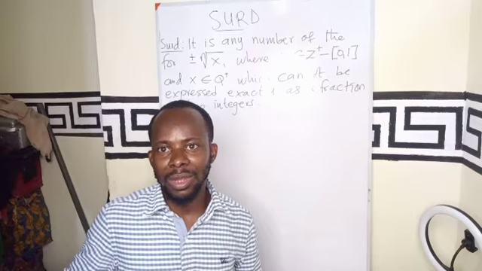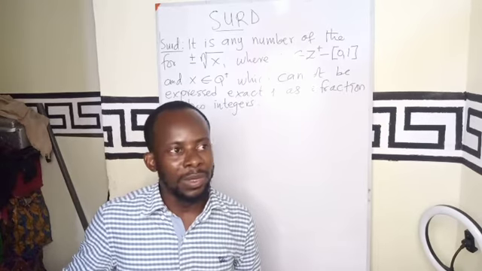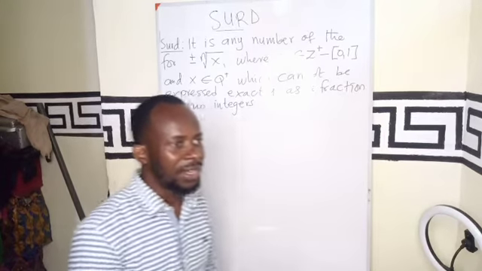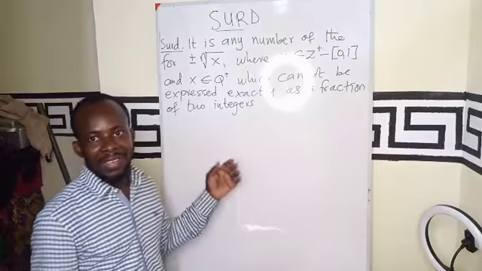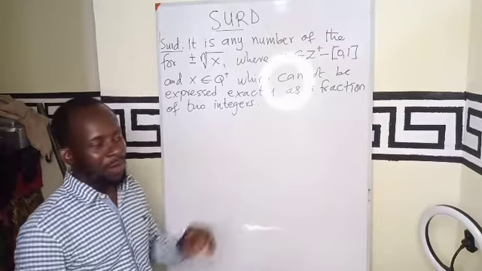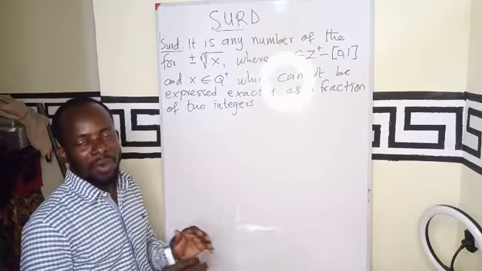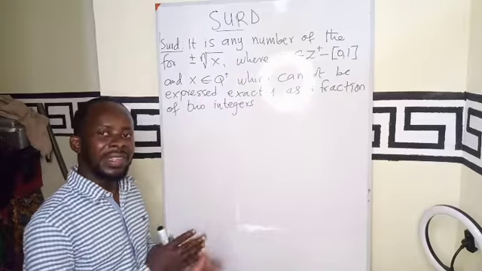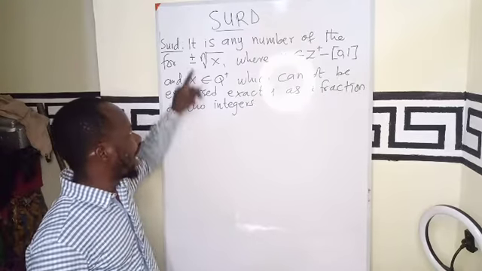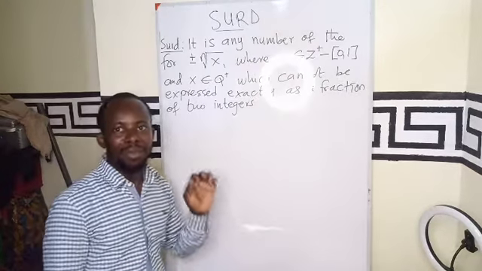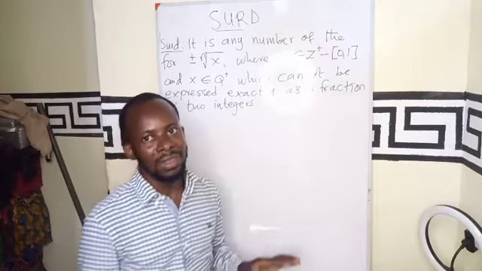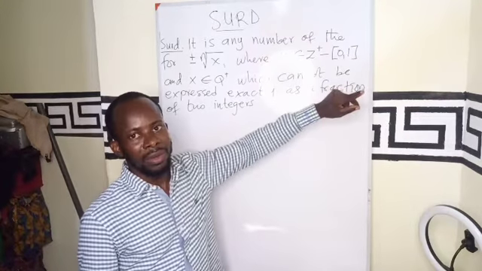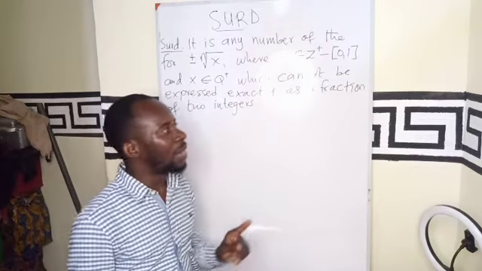Today we want to take a simple topic on surds. Today we want to deal with surds. We are saying that a surd is any number of the form positive or negative nth root of a certain number, whereby n is a number belonging to the positive integers, excluding 0 and 1, which means n cannot be 0 or 1.